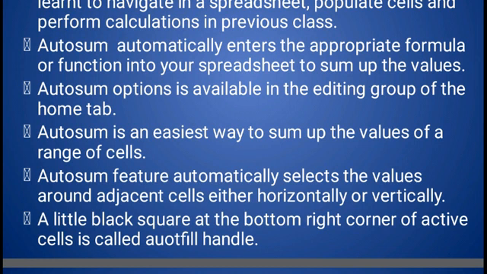AutoSum feature automatically selects the values around the adjacent cells either horizontally or vertically. Okay, so it takes the nearby data, selects the data nearby and will perform the various arithmetic operation.